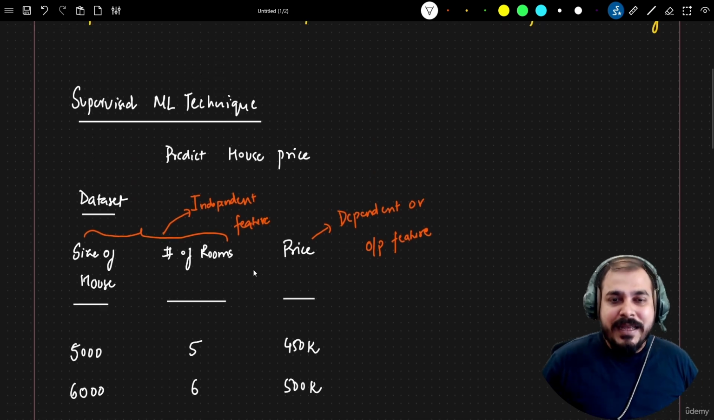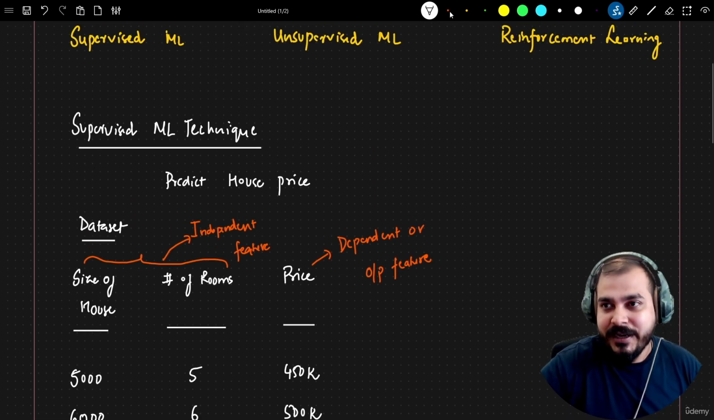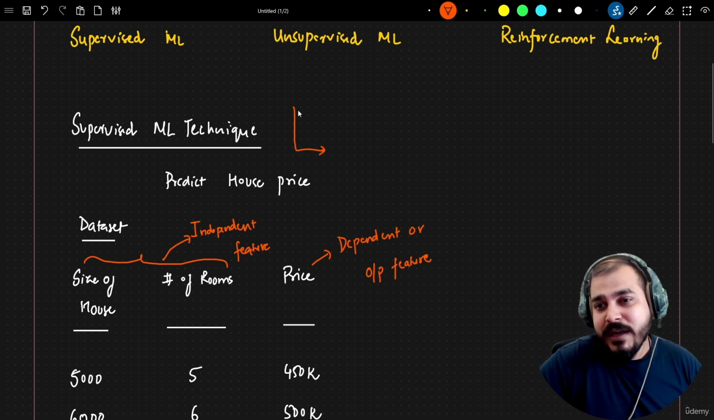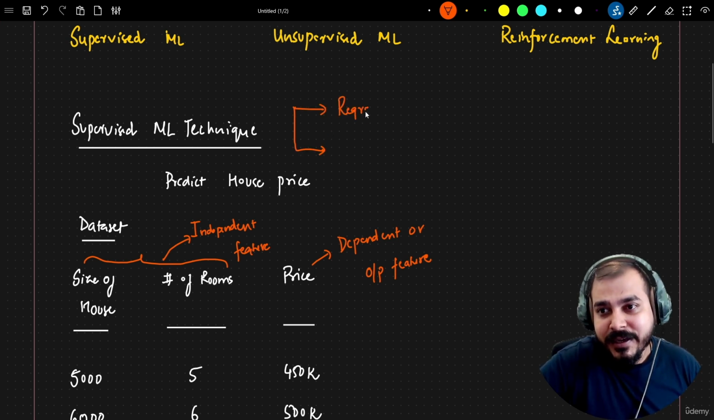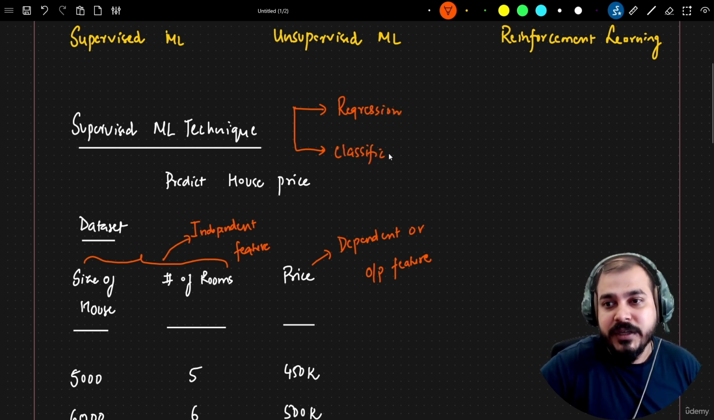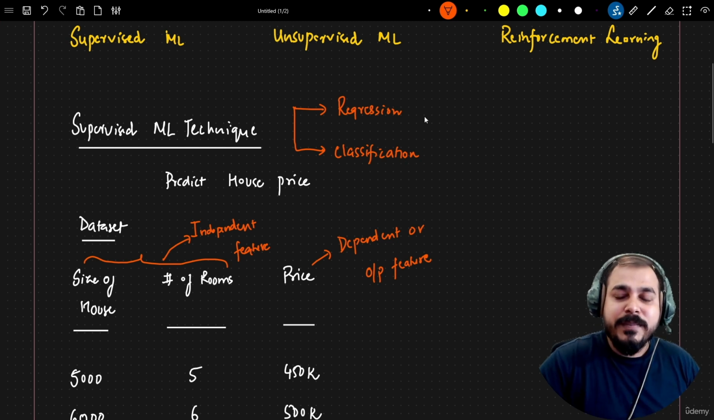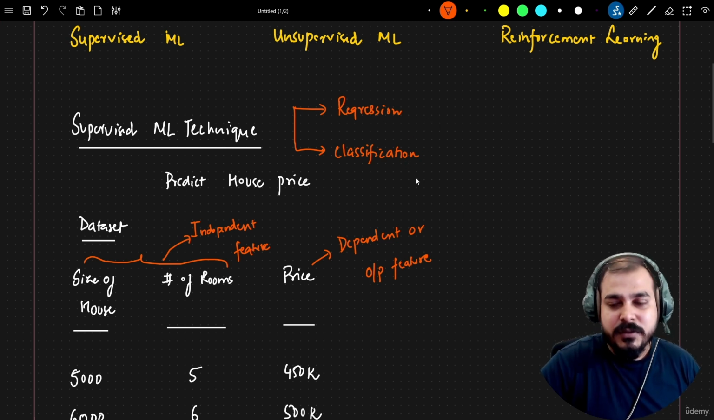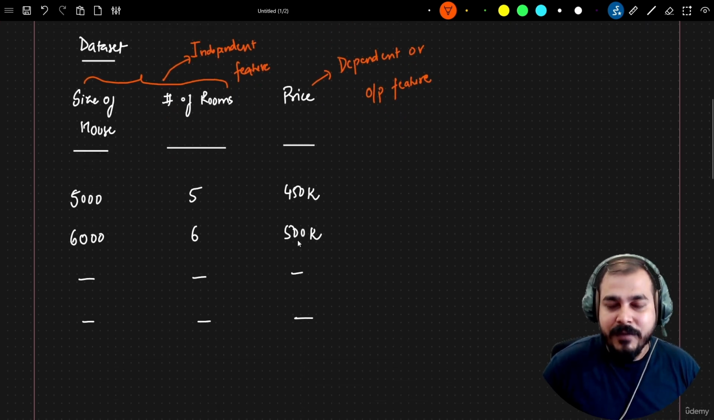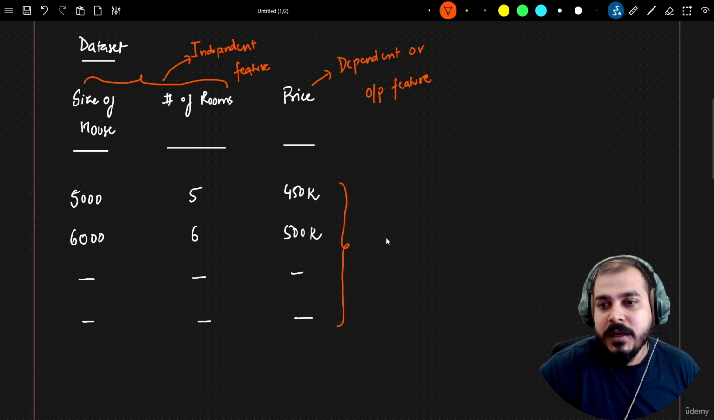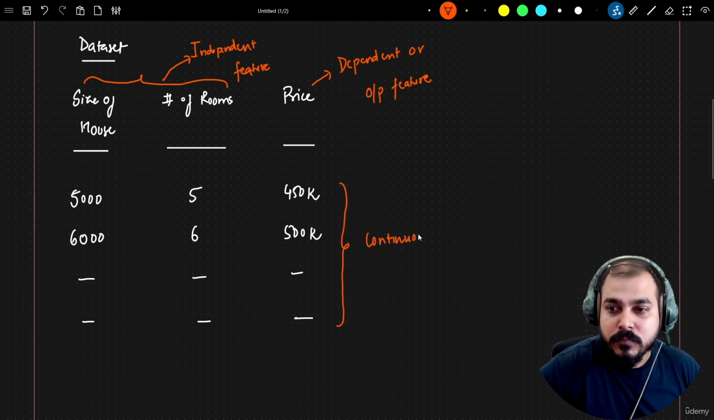One more very important thing to understand about the supervised machine learning technique is that there are two types of problem statement that we usually get to solve. One is the regression problem statement and the other one is the classification problem statement. Now, what is the basic difference between regression and classification problem statements? In a regression problem statement, whatever dependent or output feature you have, all those feature values will be continuous.